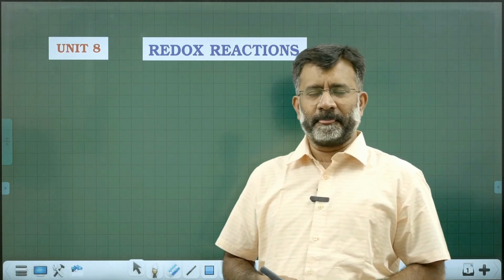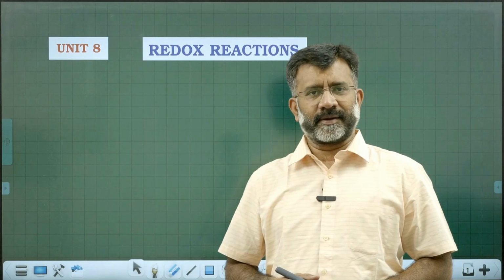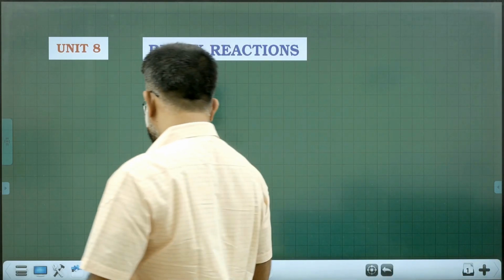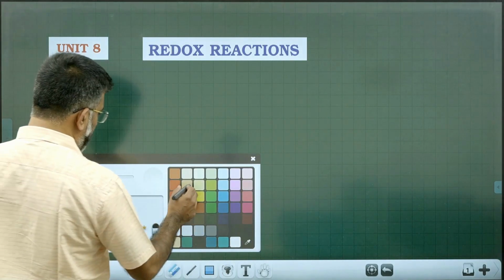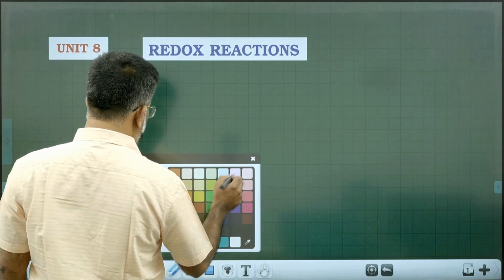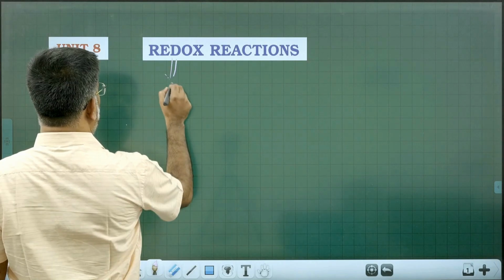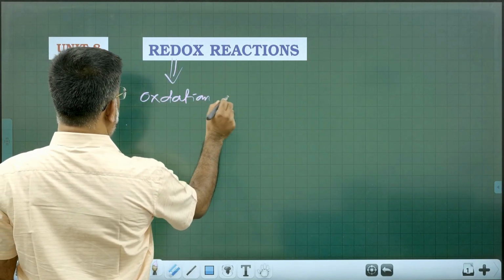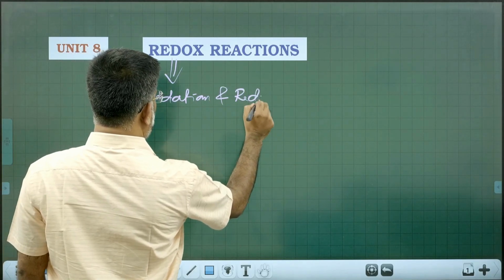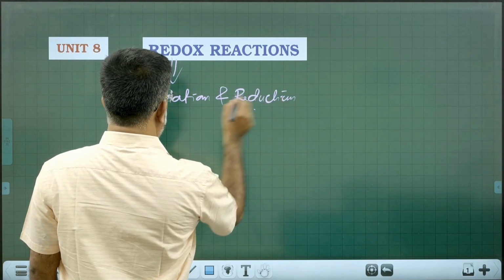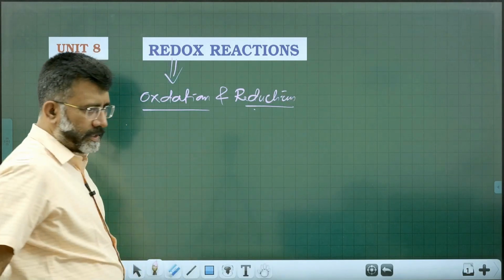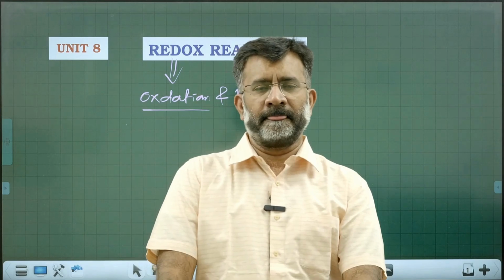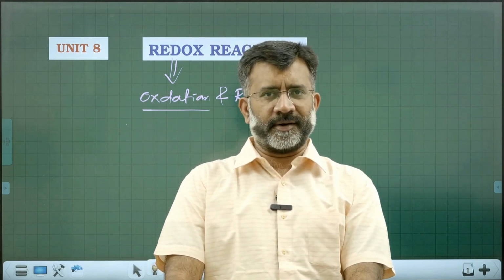All of you know what a redox reaction is. It is a combination of oxidation and reduction. Redox reactions are a combination of oxidation and reduction. So oxidation-reduction reactions always happen hand in hand. That is why it is called a redox reaction, known to all.